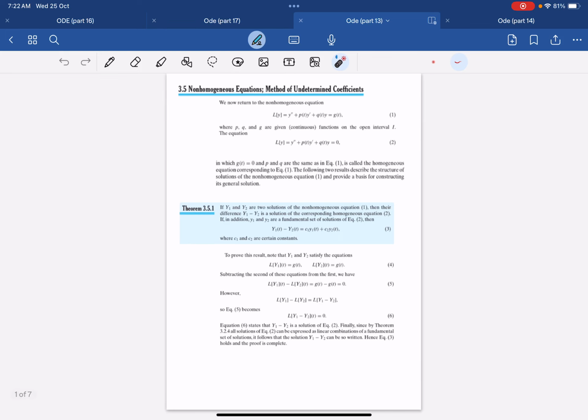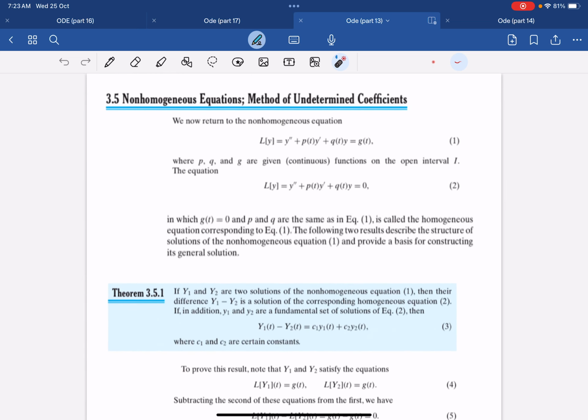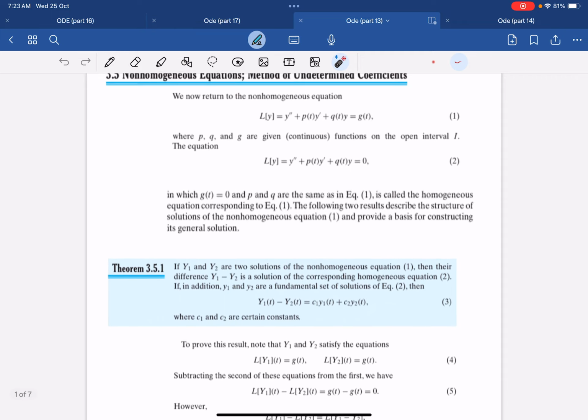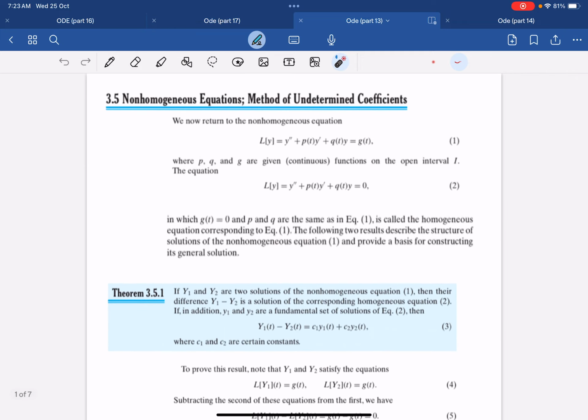Hi, in this video, now we'll look at how to solve non-homogeneous differential equations. Previously, we used the characteristic equation to solve for homogeneous ODEs. What it means to be homogeneous is that the g(t) term here is 0. But now what happens if this g(t) term is non-zero? Then we will need some way to find the solution set.